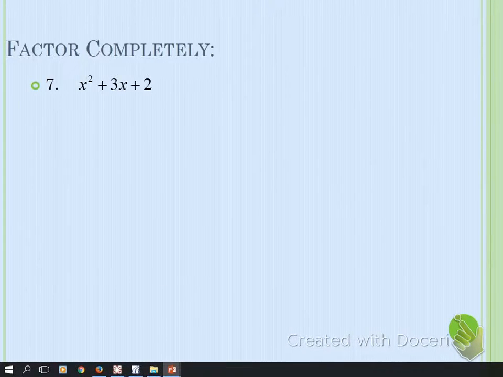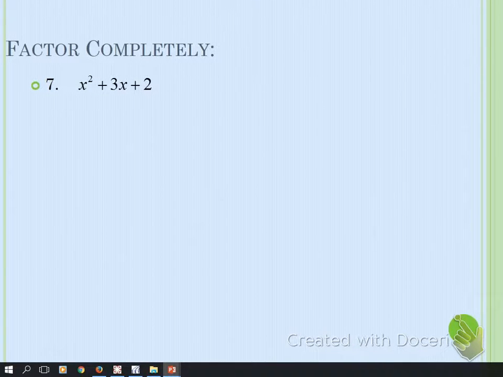All right? So let's put this to the test. Number 7 says factor completely. First thing we look for is a greatest common factor. If we look, the only number that will divide into all three coefficients is a 1. And all three of them do not have x's. So the greatest common factor is 1, which we don't have to worry about factoring out.